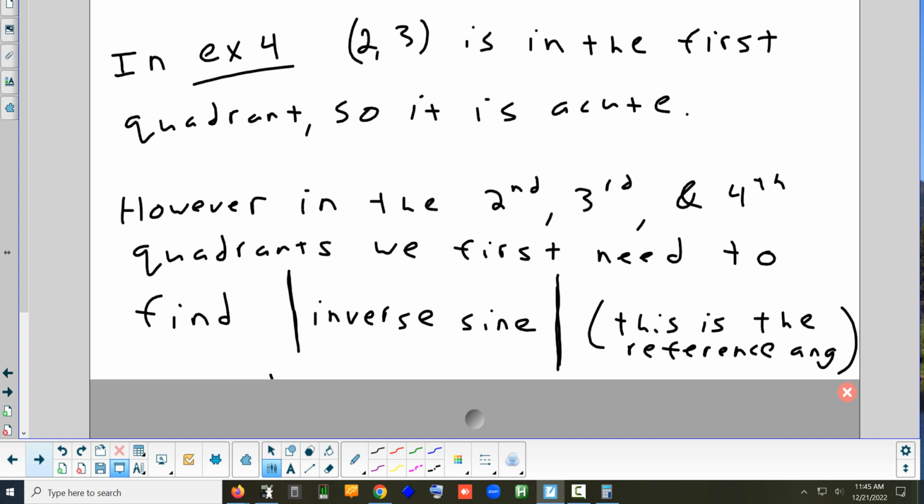The way you always find the reference angle is to use inverse sine. That's why I said to you, when we solved that last problem, you could have done inverse cosine or inverse tangent. But I said to use inverse sine, and that's because of this.